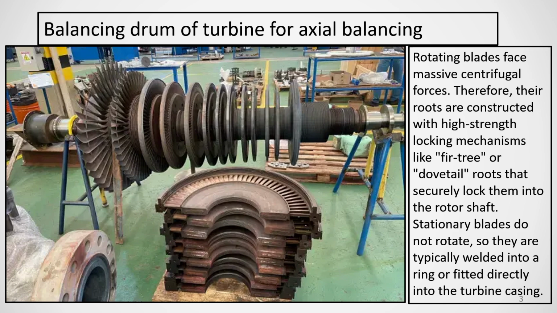Next is the rotor assembly, and this is called the balancing drum. This side is the high pressure side, and you see the blade sizes gradually increasing, because the other side is the exhaust side, the low pressure side. On the low pressure side the pressure is low, so the volume will be more, and on the high pressure side the pressure will be high, so the volume will be less. The tendency of the turbine rotor is to move from the high pressure side to the low pressure side.